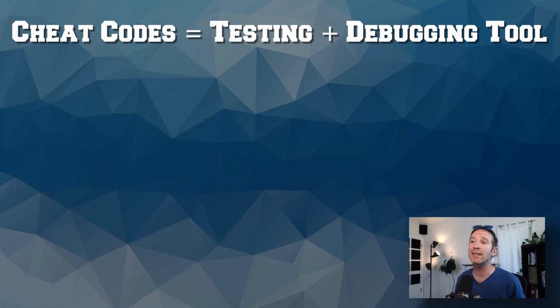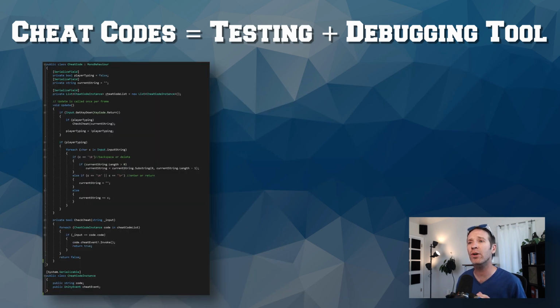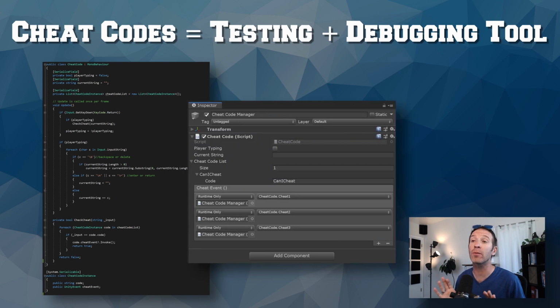Adding cheat codes is surprisingly easy, or at least the number of lines of code is pretty reasonable. We're talking 75-ish lines of code total. After that, all the cheat codes can be added just using the inspector. Now, a big piece of this ease of implementation will come from using Unity events.